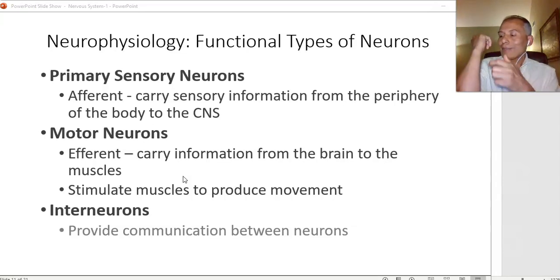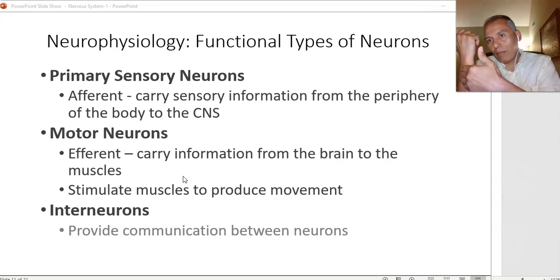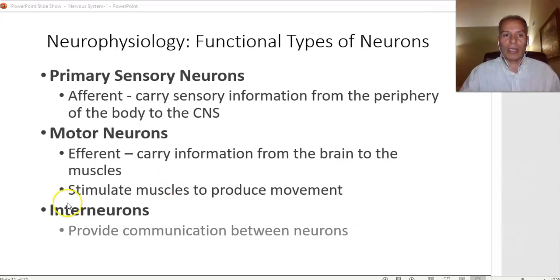Say I feel something crawling on my arm. Immediately that triggers action. If that thing is going to sting me, I'm going to withdraw my hand. So I have to connect my sensation with my motor activity. And the only way we can do this is with the interneuron. And the connection is mostly in the spinal cord.